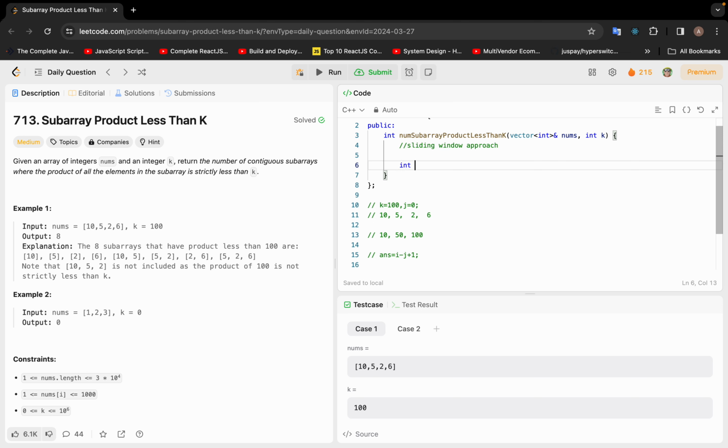So let's code it. This is nums dot size. We need to take a product to store the multiplication along the iteration.